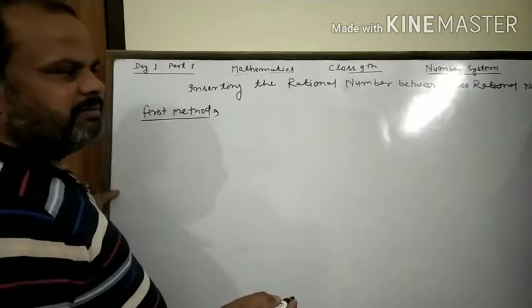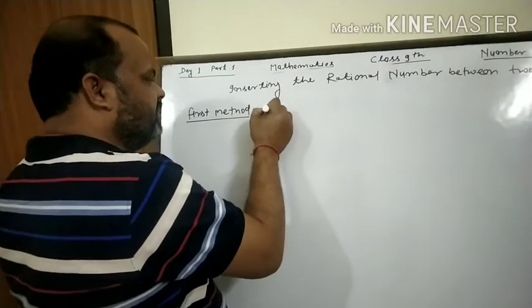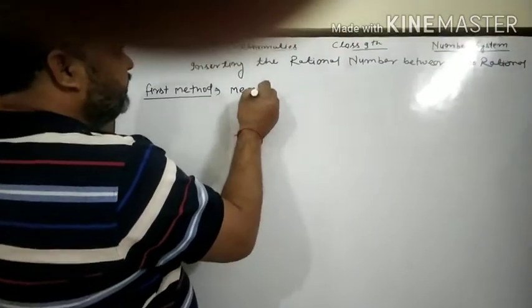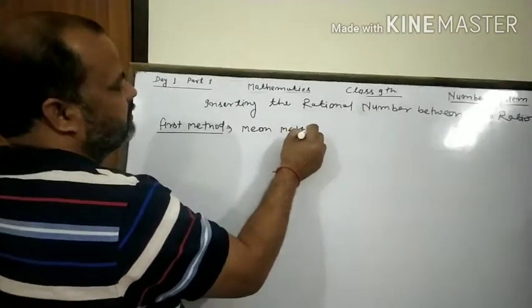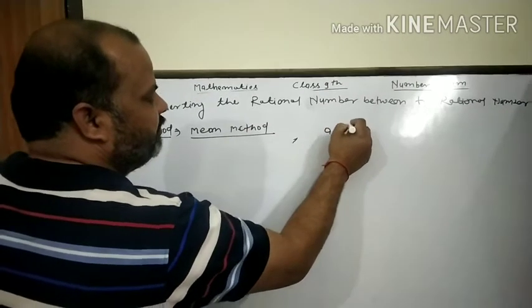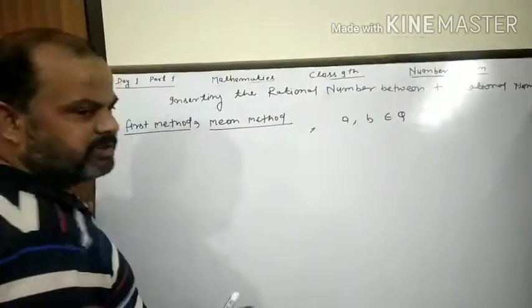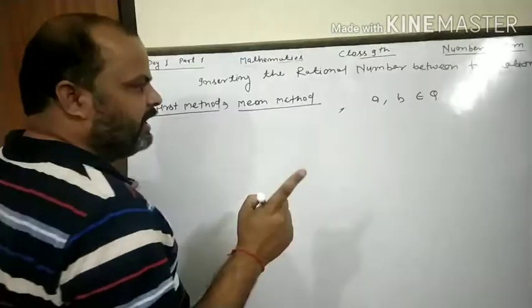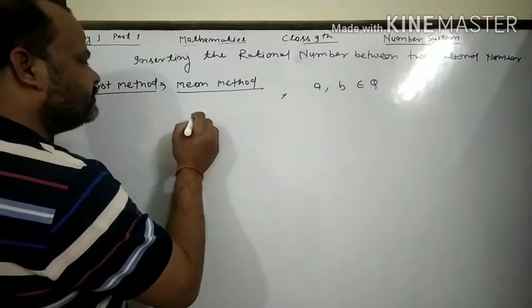It is called the mean method. It is not given in the book, but from my point of view, you can say it is the mean method because you can find the mean of the given numbers. Mean method. Suppose here A and B are two rational numbers. A and B belongs to Q means A and B are rational numbers, and we insert one rational number between them.